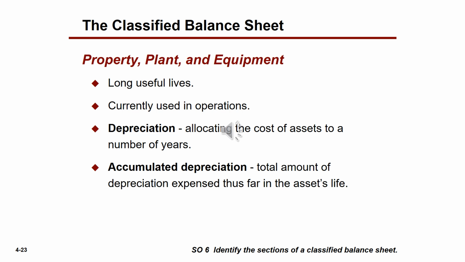PP&E, or property, plant, and equipment, are long-term assets with long useful lives. They are currently used in operations. They depreciate over time. By depreciation, we mean that we allocate the cost of these assets over a number of years. I've already explained this concept to you in previous lectures. And the accumulated depreciation, of course, is the total amount of depreciation expensed so far from the asset's life.